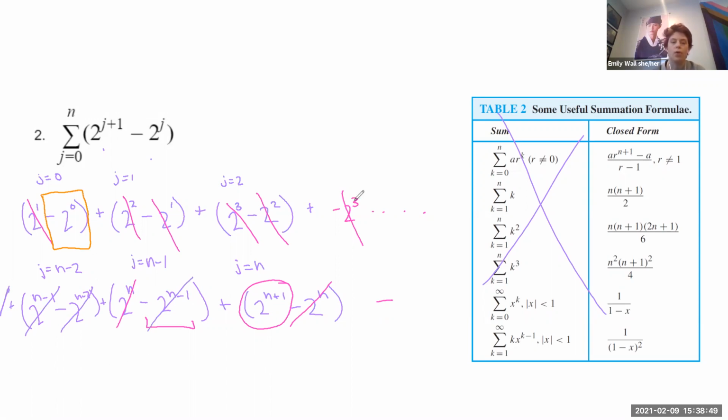And so we're only left with the two terms boxed in orange: 2 to the n plus 1 minus 2 to the 0. Or we could write that, 2 to the 0 is just 1. And that's it. That's our answer. We're done. No formulas necessary. Just a lot of crossing out.